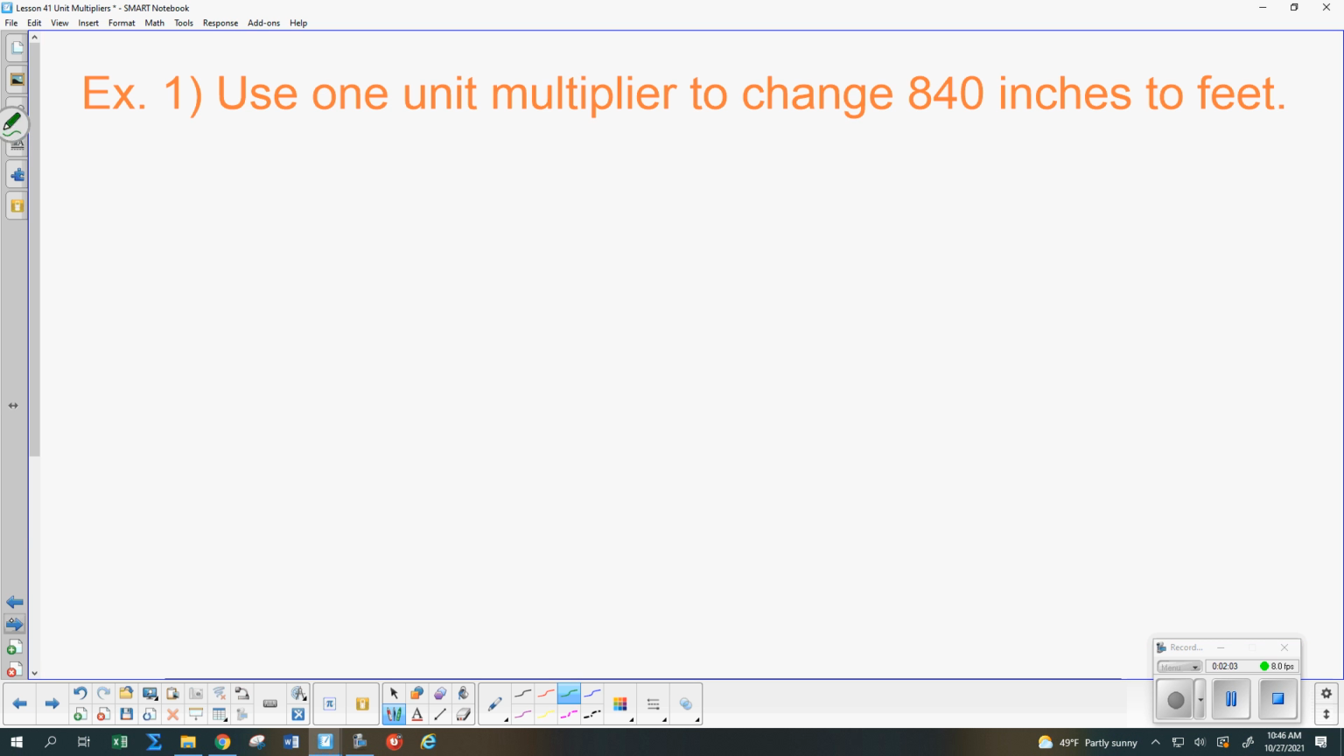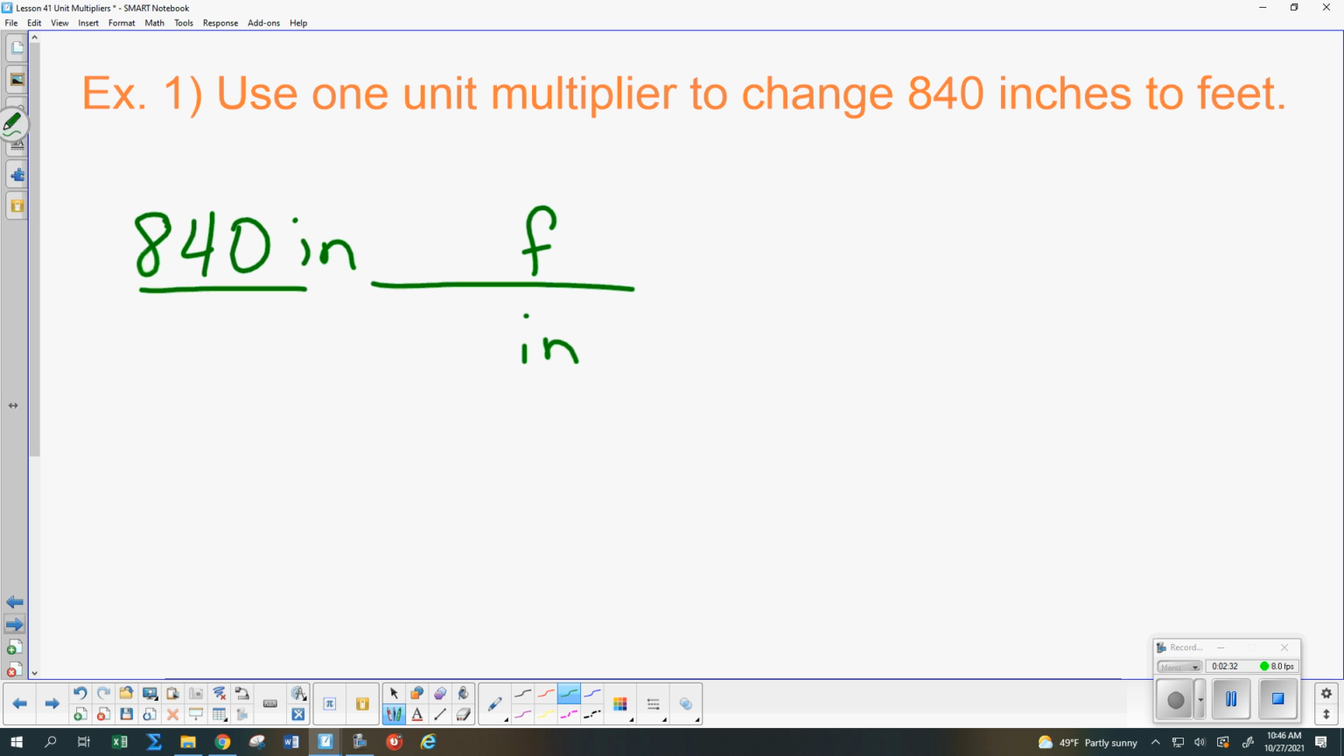So going into an example here, if we want to change 840 inches to feet, we start out writing down the 840 along with its units, 840 inches. We want to get rid of inches, so we need to put inches in the denominator so that we can cancel inches when we're done. We cancel units just like we cancel factors. And so then we want that to be feet. And how many feet and inches did you tell me were the same as each other? Alex? 12 inches is 1 foot. So that means that the inches will cancel.